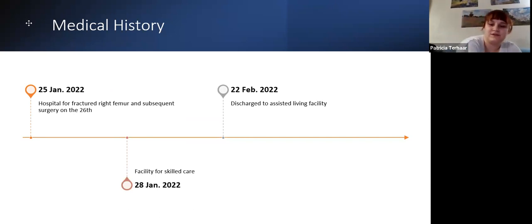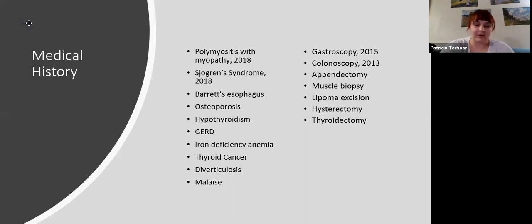In terms of medical history, in this specific incident, she was admitted to the hospital on January 25th after a fall, which caused a fracture of her right femur and a subsequent surgery on January 26th. On January 28th, she was admitted to Wellbridge for skilled care. Then on February 22nd, she was discharged to an assisted living facility to continue her therapy before going back home with her husband.